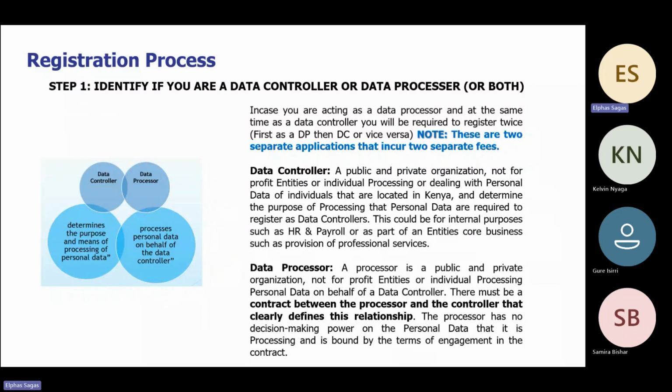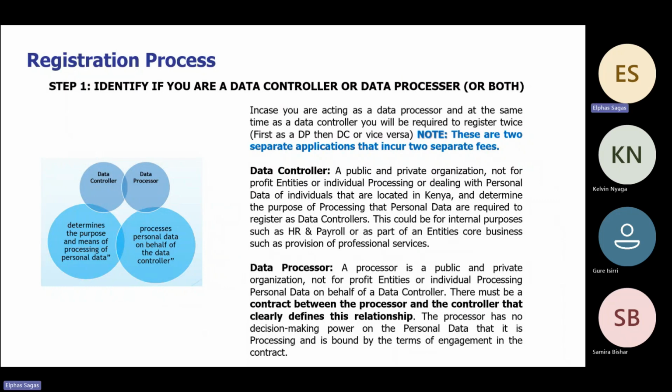Without this contract, the data controller is fully liable for any data breach or any complaint. But if there's a complaint during the processing by the processor, and it turns out that the processor has acted outside the contract, then the contract between the data controller and the data processor will stand to guide the determination.